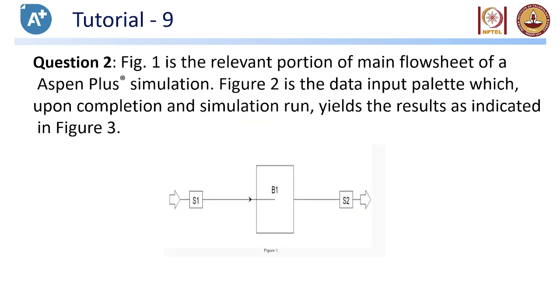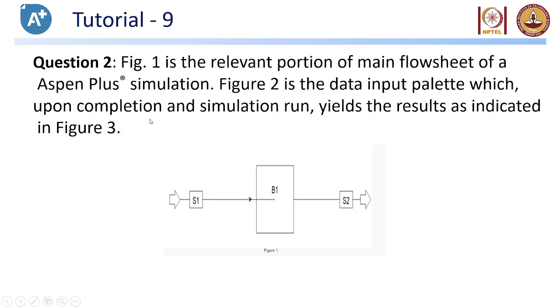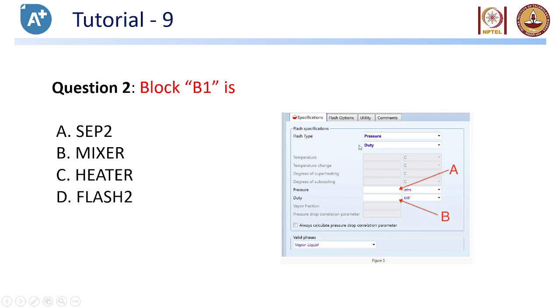Fine. Next, here we have a simple figure. It has one inlet stream S1 and one outlet stream S2. For this particular case, can you tell me which block we are discussing? Seeing the options which are required for the input, which model palette in Aspen requires this kind of inputs?